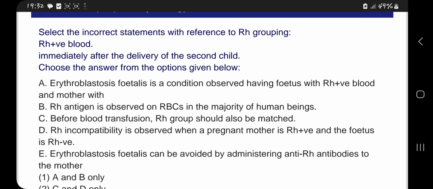Erythroblastosis fetalis is a condition observed having fetus with Rh positive and mother with Rh positive blood. That is wrong. Rh antigen is observed on RBCs in the majority of human beings. Before blood transfusion, Rh group should also be matched. That is also correct. Rh incompatibility is observed when a pregnant mother is Rh positive and the fetus is Rh negative. This is wrong.